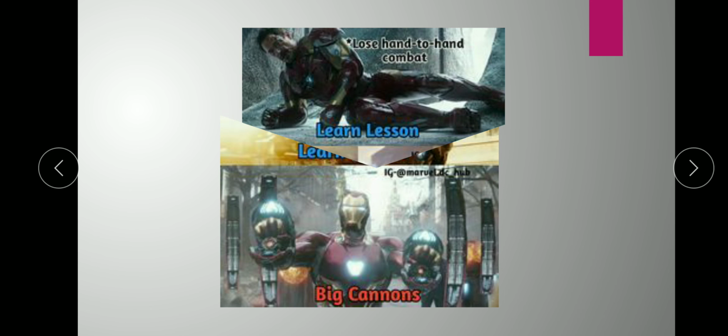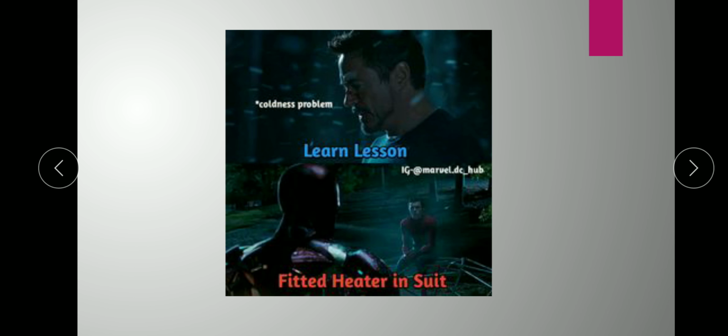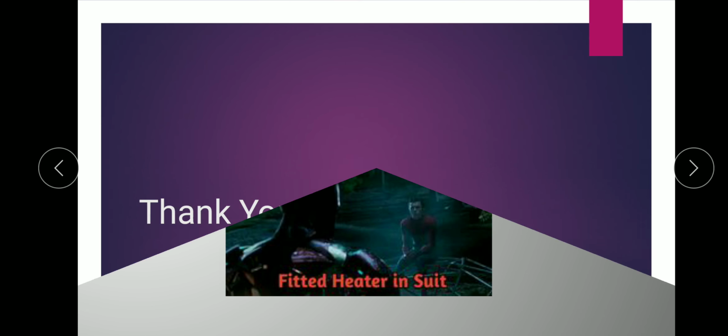And his suit wasn't meant for combat, due to which he brought in more elements like a shield, a hand blade, and a battering ram. And there was this coldness issue. I guess this was in the third part of Iron Man. And he fitted a heater in the suit of Peter Parker. So if you could see, Tony Stark himself used the design thinking principles, with repetitive corrections. So he made several corrections in his design, right? So this process is basically design thinking.